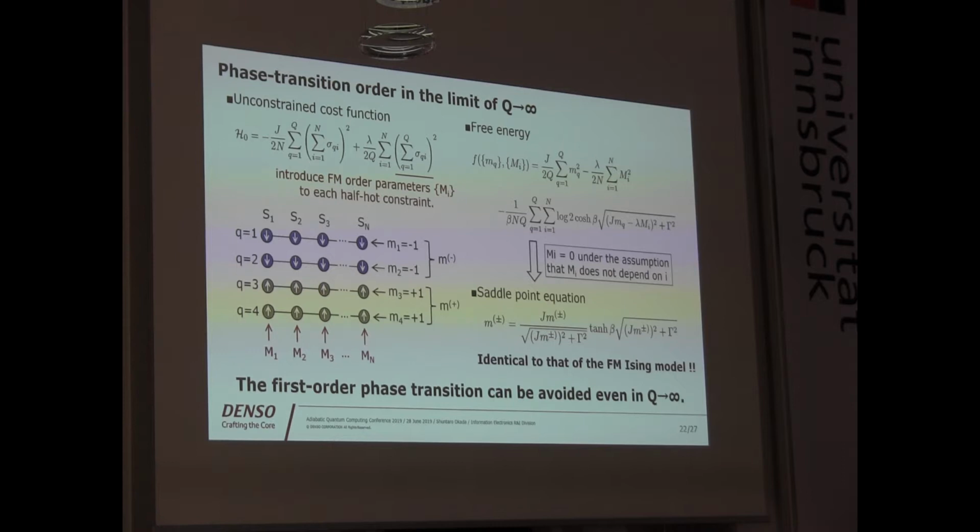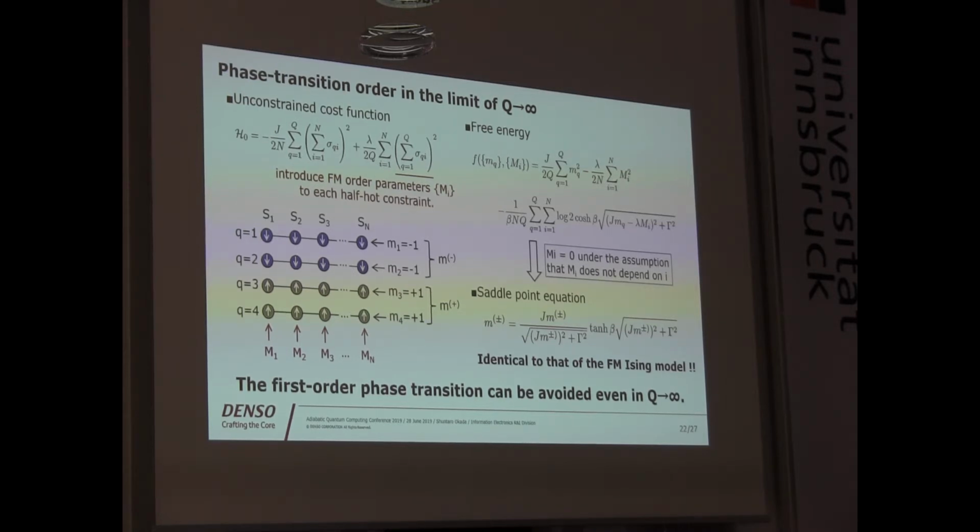This is the unconstrained cost function, and in this case, we can apply the mean field theory to the second term as well. By introducing ferromagnetic order parameters, large M, to each half-hot constraint, we obtain the free energy as shown here.